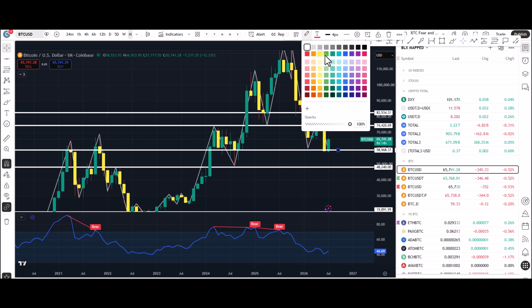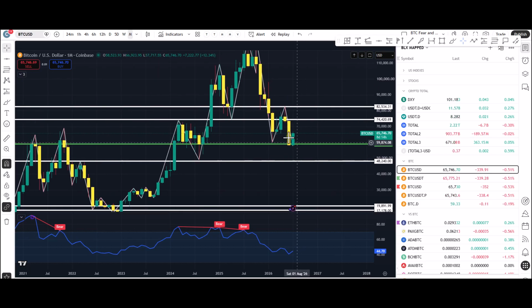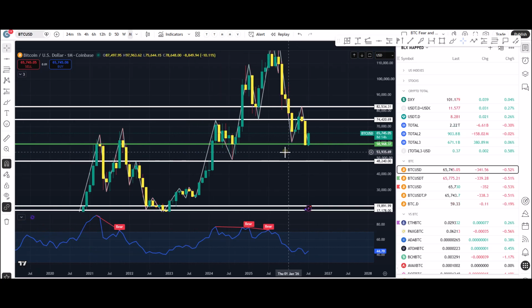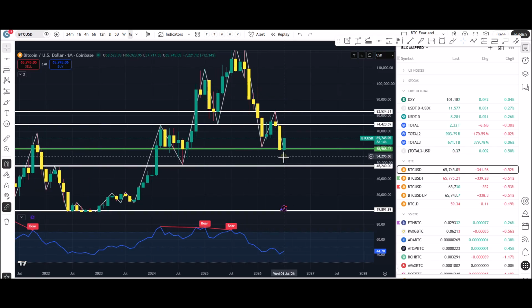In those cases, what might be useful is to give that one a different color. All right, make it stand out. This one is a very big area of confluence here. It's got the highest probability of a meaningful price reaction. All right, this is one of the most simple tools that we have. That and patience.